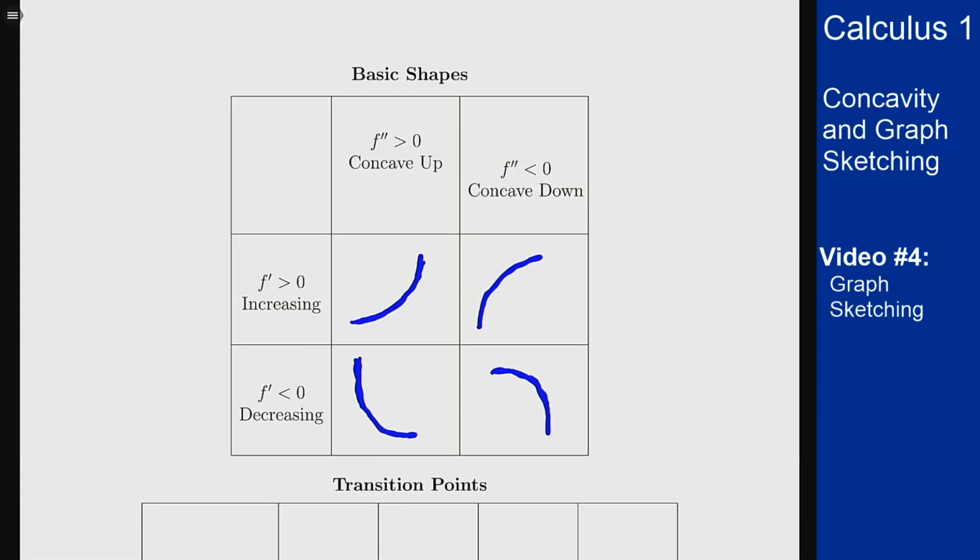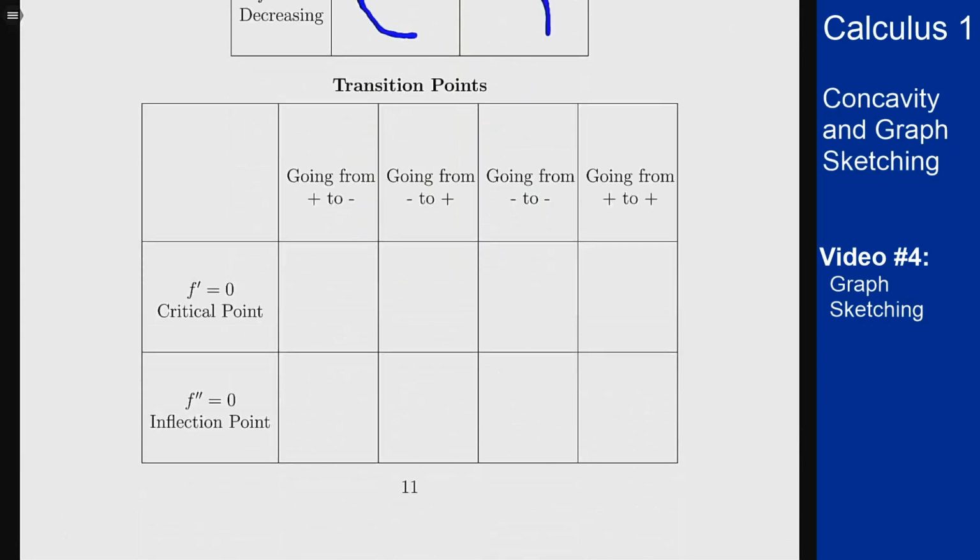Now what about these transition points? So I'm at a critical point, and f prime is going from positive to negative. That's going to be a maximum because I'm increasing then decreasing. So that's going to go increasing and then decreasing, giving me my maximum at this point. If it goes from negative to positive, we're going from decreasing to increasing. That's a local minimum at the point there.